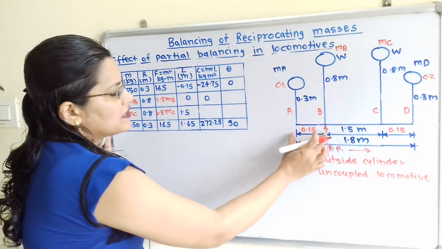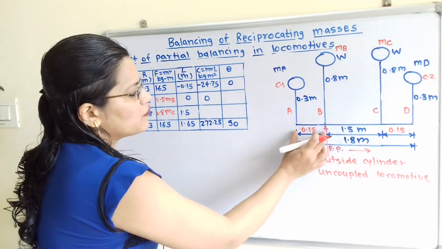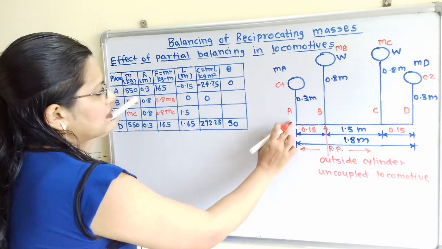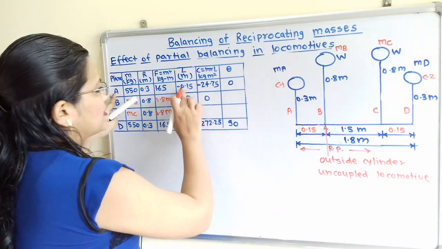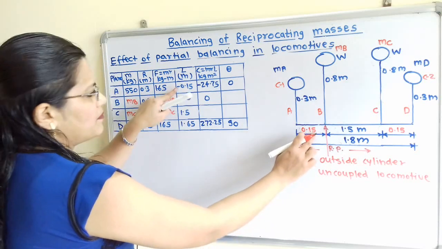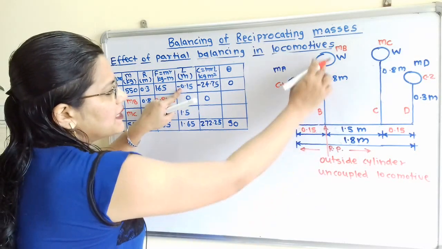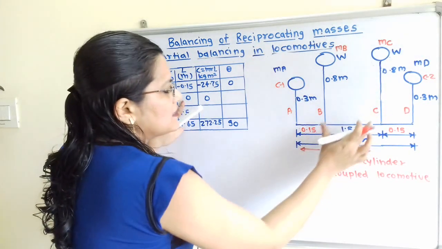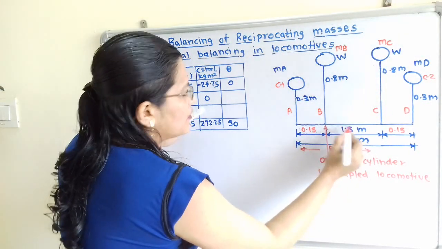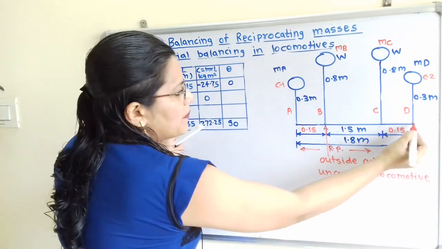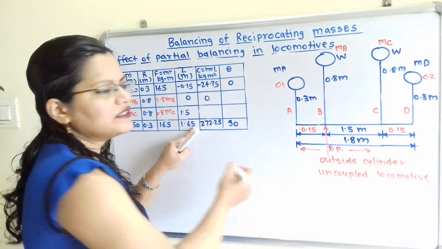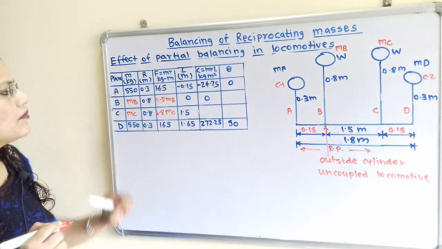So how to measure this distance? On the left hand side we have to measure the distance in negative. So for plane A, the distance from the reference plane, that is L, is minus 0.15. Then plane B itself is a reference plane, so L is equal to 0. For plane C the distance is plus 1.5, and for plane D 1.5 plus 0.15, that is 1.65. So we have to mention this.